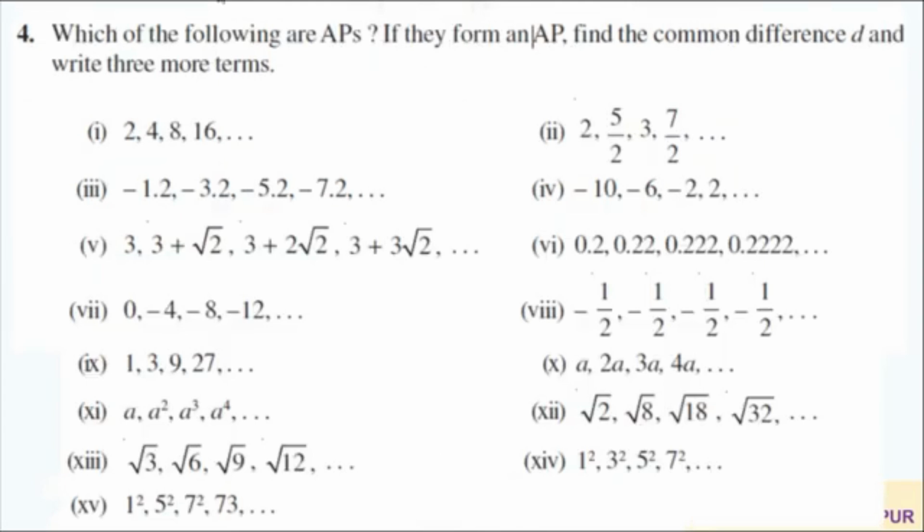Fourth question. Which of the following are AP? If they form an arithmetic progression, find the common difference d and write 3 more terms. Look at the first one, 2, 4, 8, 16. The difference between the second and the first term is 2, and between the third and the second term is 4, so it is not having a common difference. So the first one is not an AP.